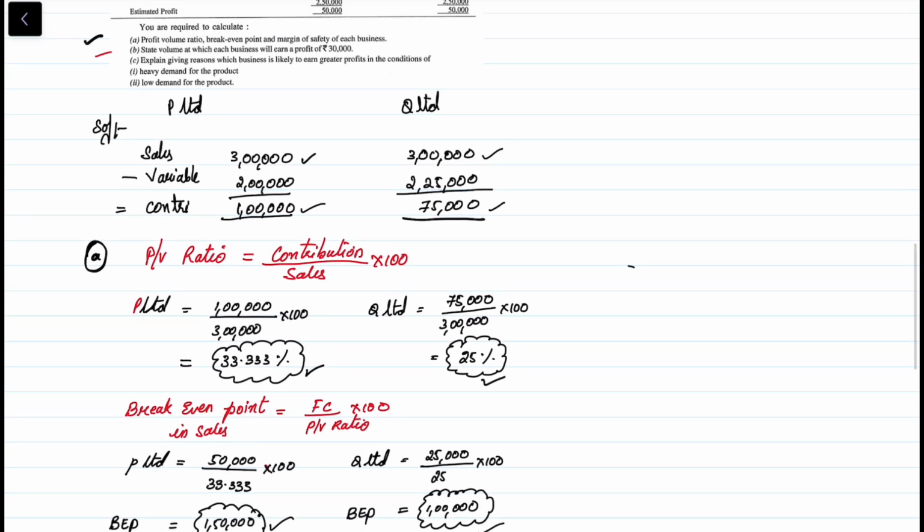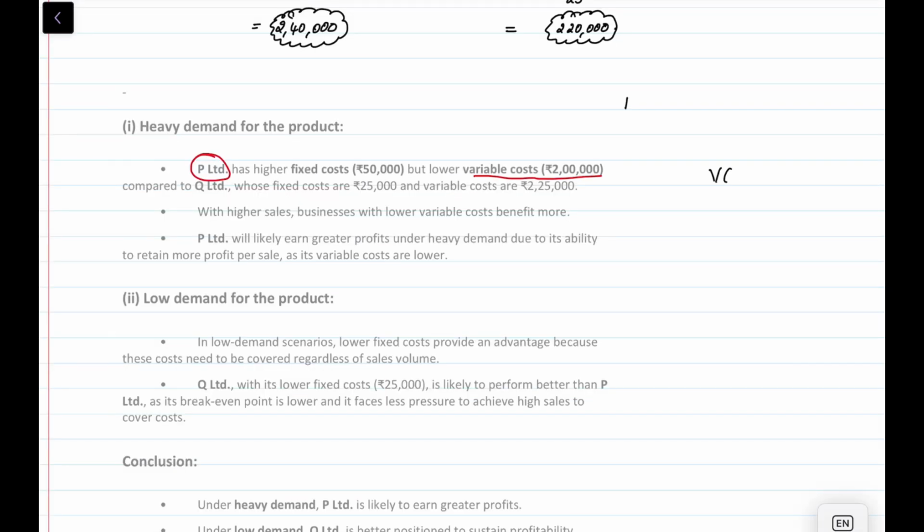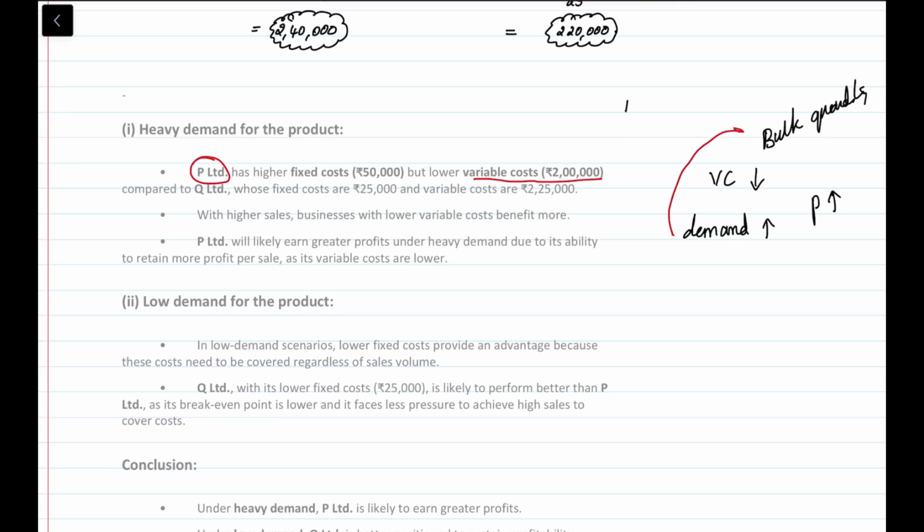Then C point, we need to give the reason for this. When there is heavy demand and low demand for the product, how is it going to affect the profit? Basically it's an advantage to the business if it has a lower variable cost. So which business has lower variable cost? P Limited has higher fixed cost 50,000 but lower variable cost 2 lakh, right? It has lower variable cost. Which business? P Limited.